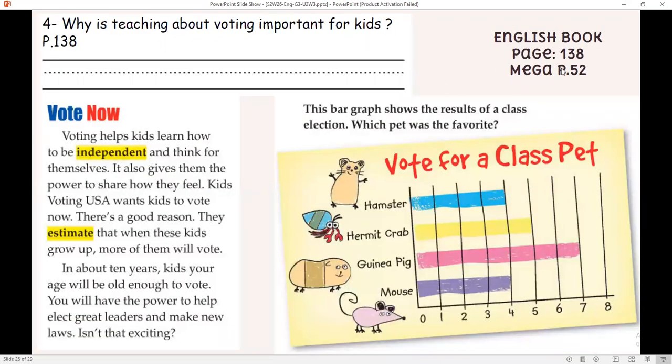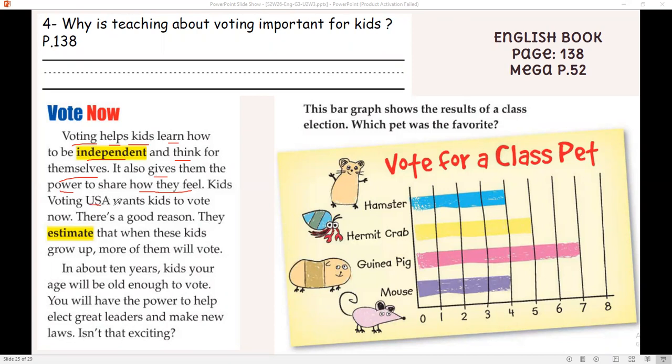Now we will move on to page 138. Vote now. Voting helps kids learn how to be independent. What do we mean by independent? It means think for themselves. It also gives them the power to share how they feel. We said that in the beginning. Voting is important because it tells people what you want and it gives you power.